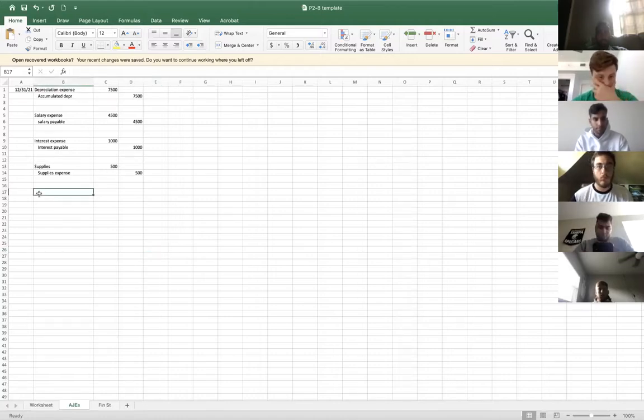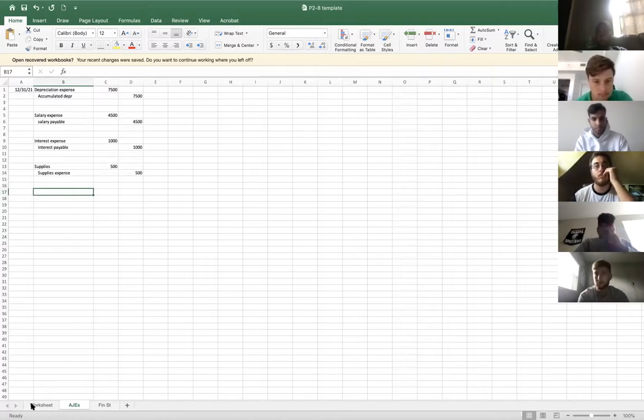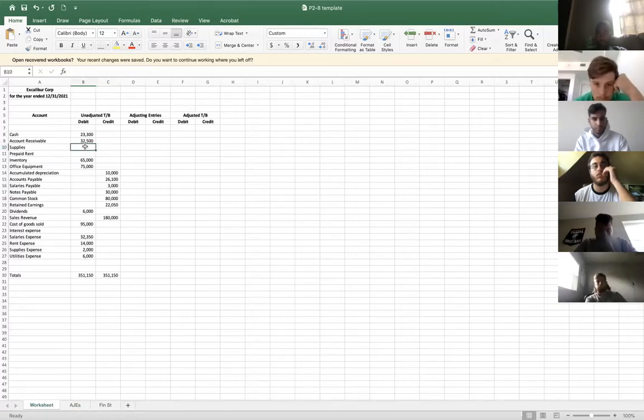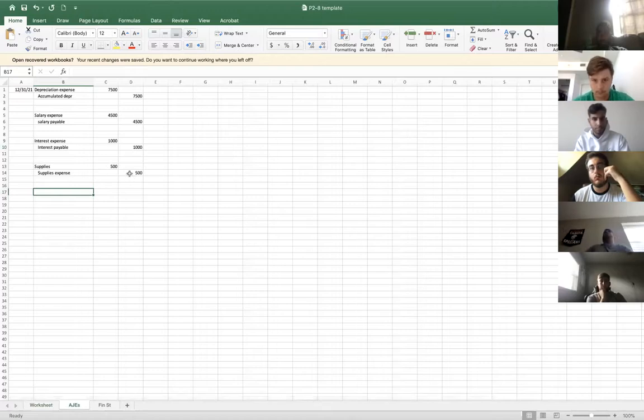Did you use a formula for that? No. What if supplies had a $100 unadjusted balance? So let's just suppose that the supplies account, instead of having 0, had a $100 unadjusted balance. Then how much would this adjusting entry be for? It would be for 400. Good, because I want the adjusted balance to be 500. Did that help whoever asked the question?